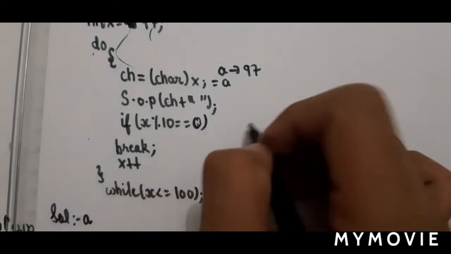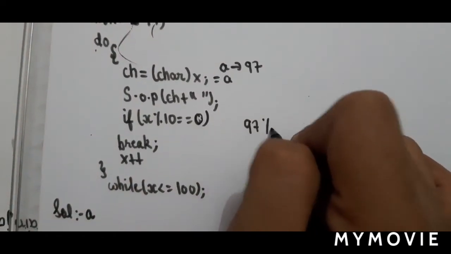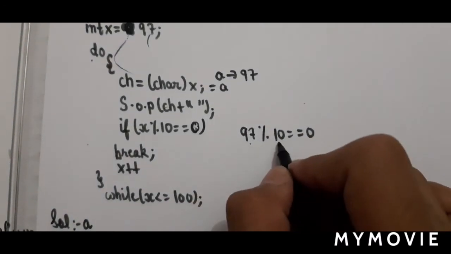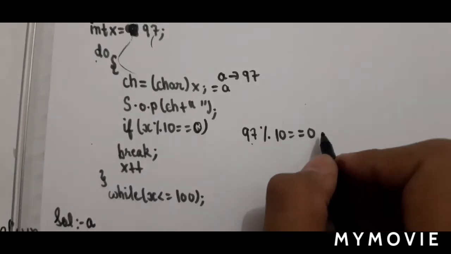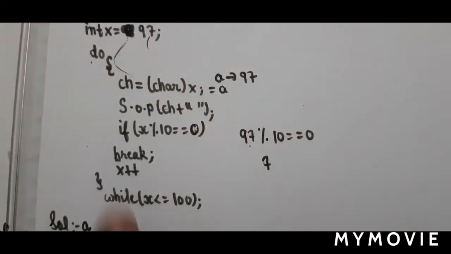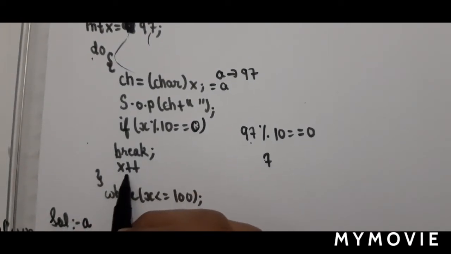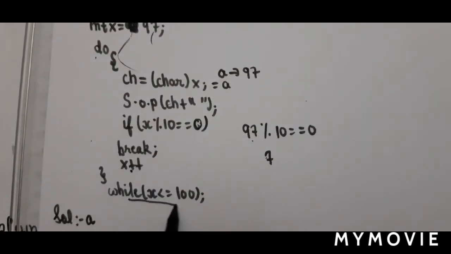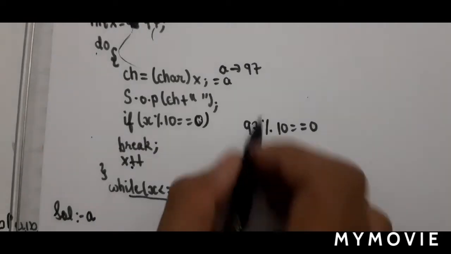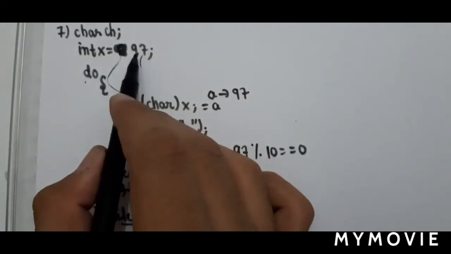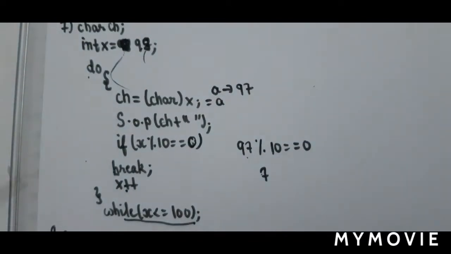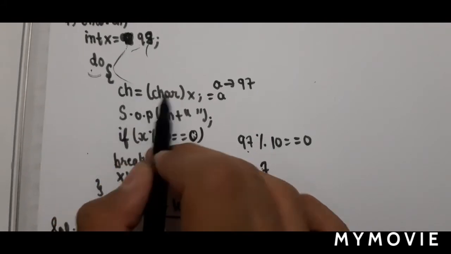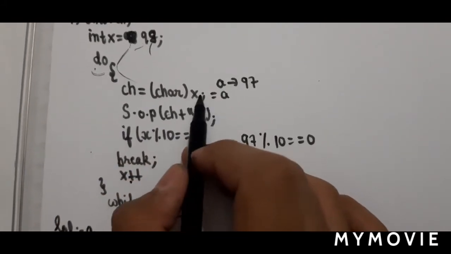And it checks whether x, which is 97, modulus 10 is equal to 0. So when 97 is divided by 10, is the remainder 0 or not? The remainder is 7, which is not 0, so it doesn't break the condition and it comes to x plus plus. It increments the x value and checks that the condition is true, and then it comes here again. So now x value becomes 98. So again it enters the do while loop. It sets ch equal to (char) x.